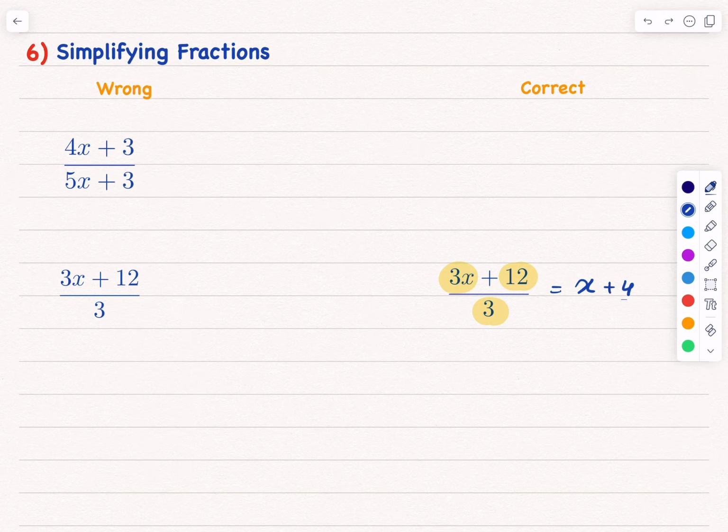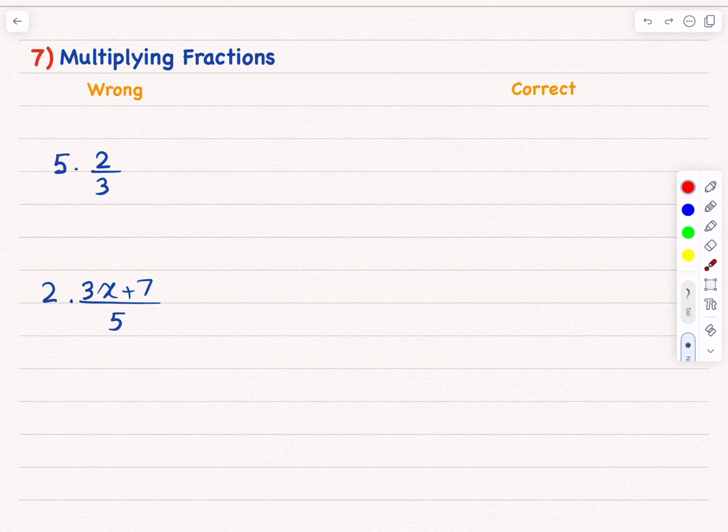Another way to simplify this, you can factor 3 out from the numerator. We will have x plus 4 and keep the 3 down, cancel out 3 and 3, so we have x plus 4. Let's move on now to multiplying fractions.